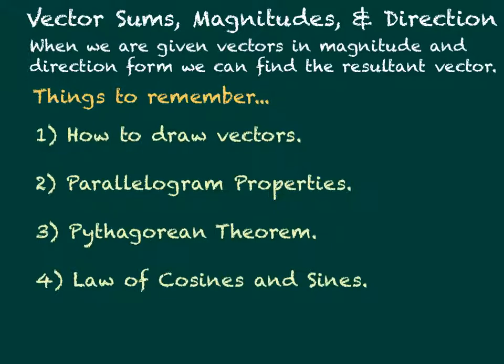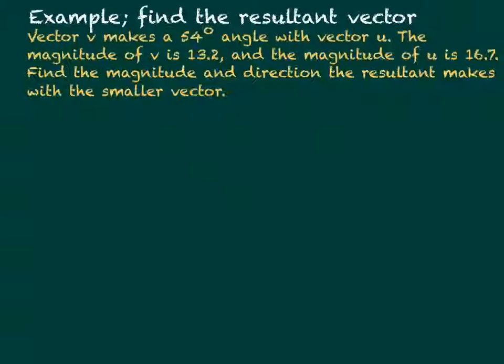And the last thing we're going to want to make sure we remember when solving these problems is the law of cosines and the law of sines, because this, similar to the Pythagorean theorem, will help us find angle measures and our side lengths. Okay, this first example: vector v makes a 54-degree angle with vector u. The magnitude of vector v is 13.2. The magnitude of vector u is 16.7. Find the magnitude and direction the resultant makes with the smaller vector.